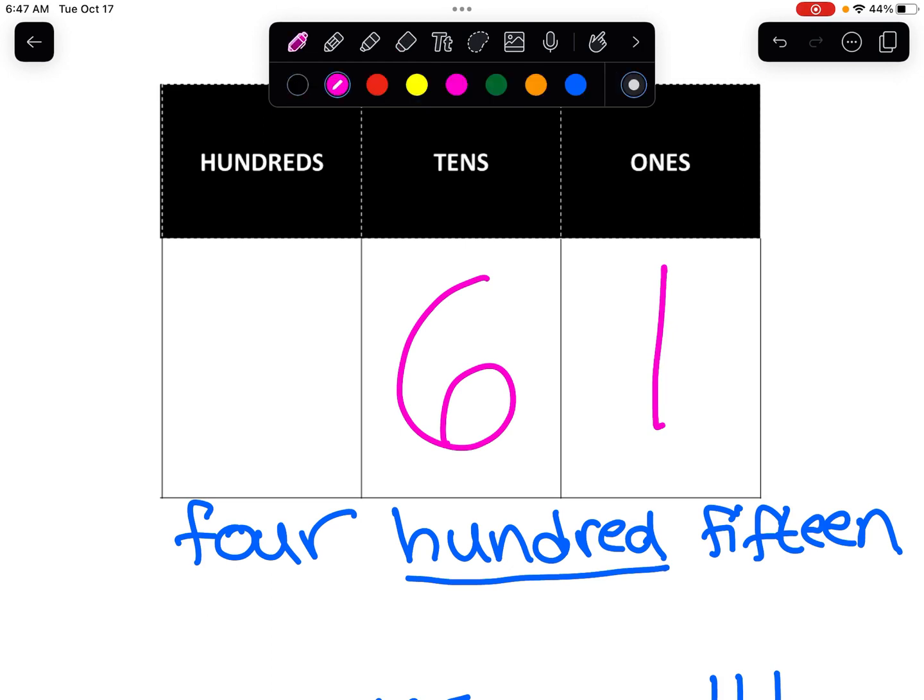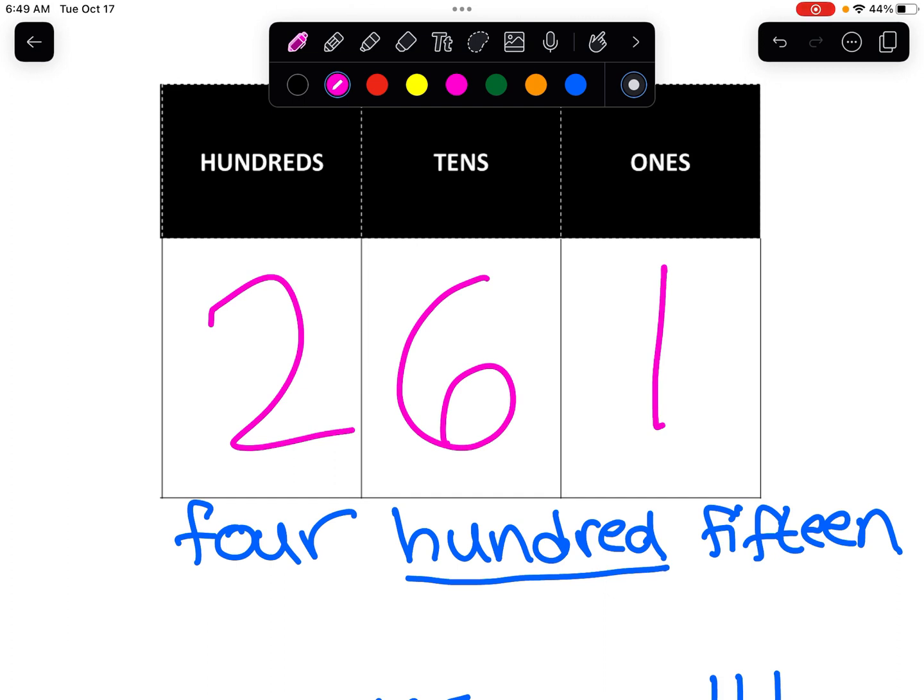Now, this applies for any number in this spot. What if we have 3? We do the same thing. 361. What if we have 8? 861. What if we have 9? 961. What if we have 2? 261. So I hope that makes it a little bit clearer for you.